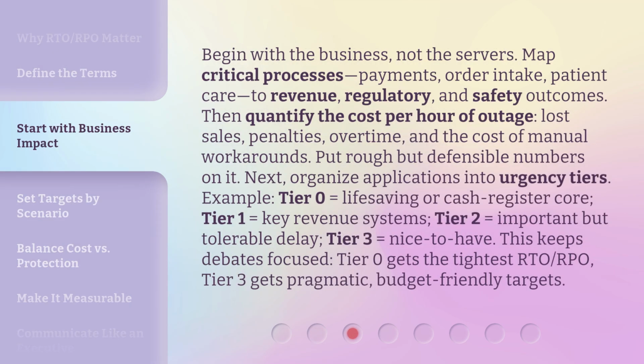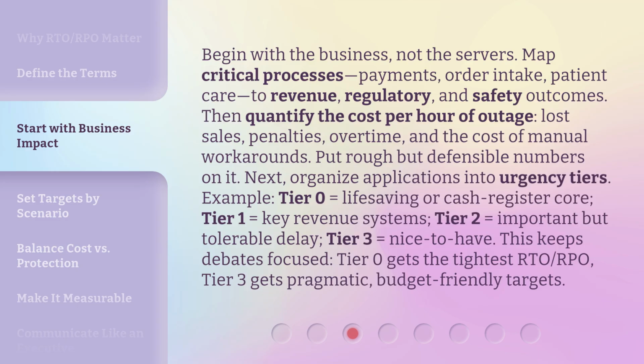Begin with the business, not the servers. Map critical processes, payments, order intake, patient care, to revenue, regulatory, and safety outcomes. Then quantify the cost per hour of outage, lost sales, penalties, overtime, and the cost of manual workarounds. Put rough but defensible numbers on it.